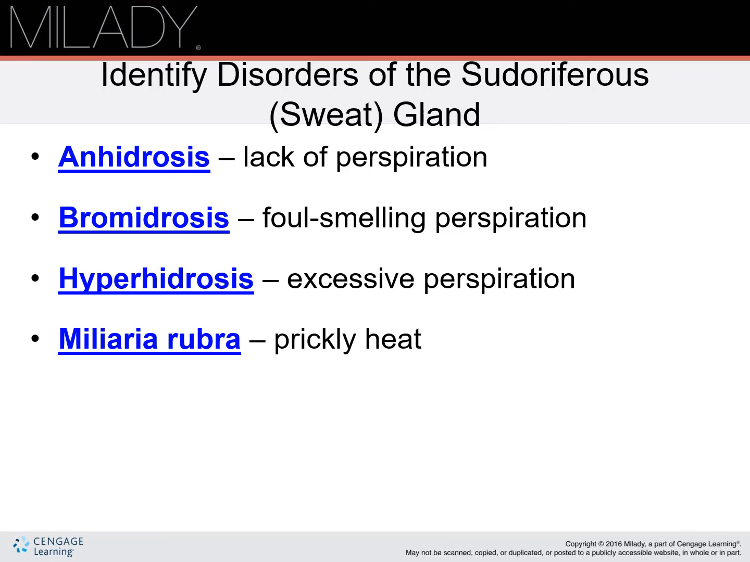Then you have miliaria rubra. This is also called prickly heat. It is an acute inflammatory disorder characterized by an eruption of small red vesicles and accompanied by burning and itching caused by exposure to excessive heat.